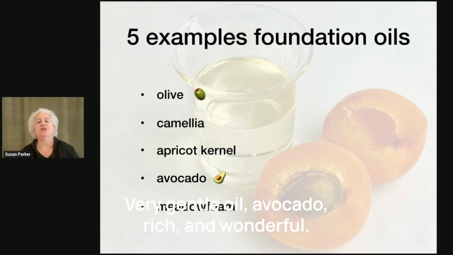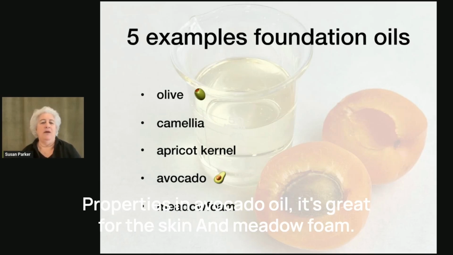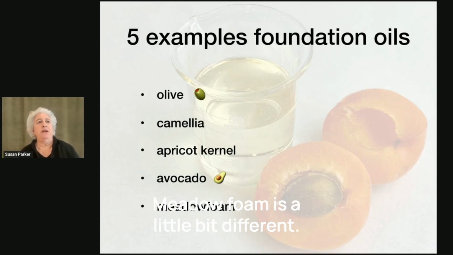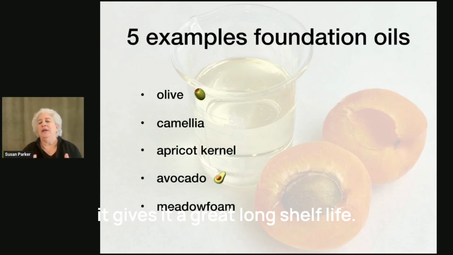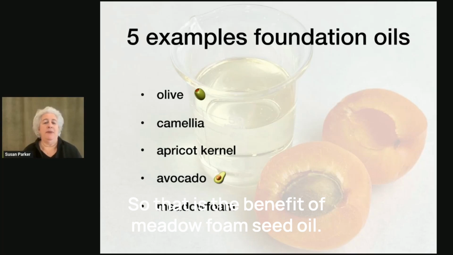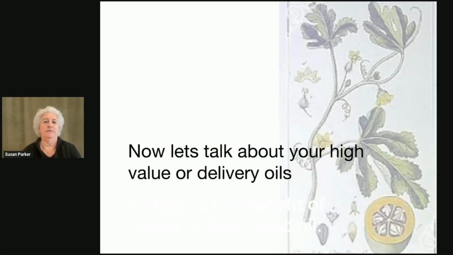Apricot kernel is a very gentle oil. Avocado, rich and wonderful properties in avocado oil. It's great for the skin. And meadowfoam. Meadowfoam is a little bit different oil. It has a little bit longer of those fatty acids I mentioned, and it gives it a great long shelf life. So that is the benefit of meadowfoam seed oil.